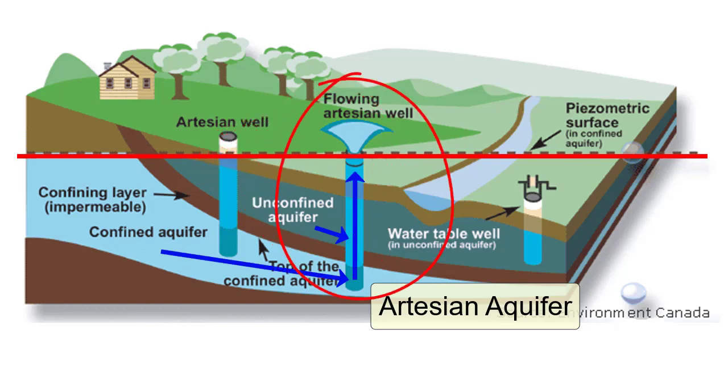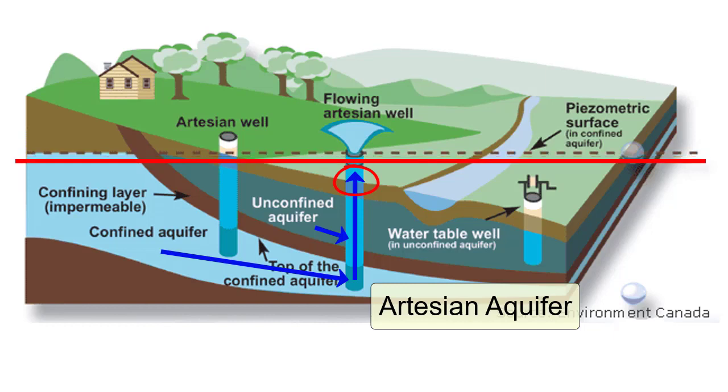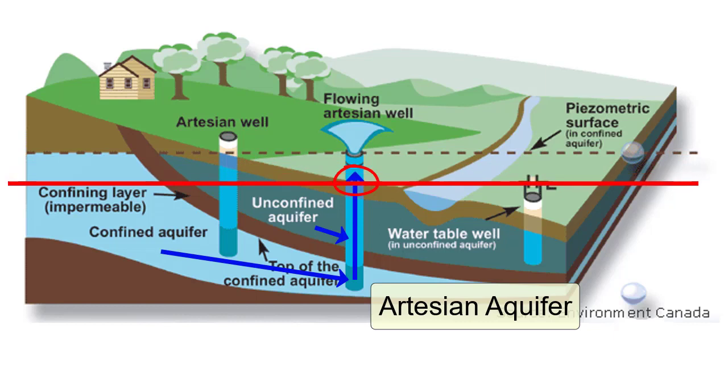This third well was drilled in between the first two wells and also down through the unconfined aquifer and into the confined one. Its surface sits below the water table of the confined aquifer. So as soon as this well is drilled, water will automatically start pouring out of the ground under high pressure and will continue to do so until the water table of the confined aquifer drops below this level.